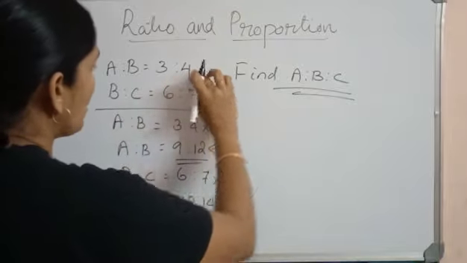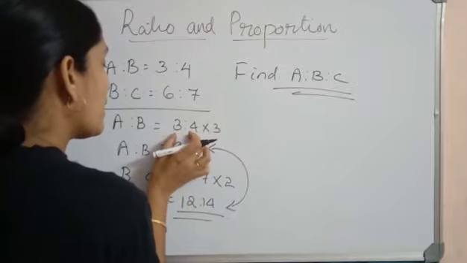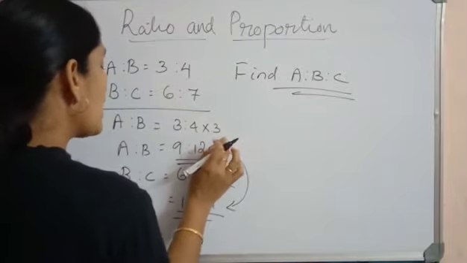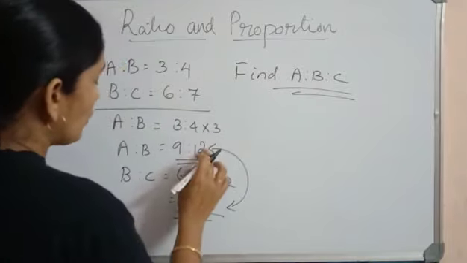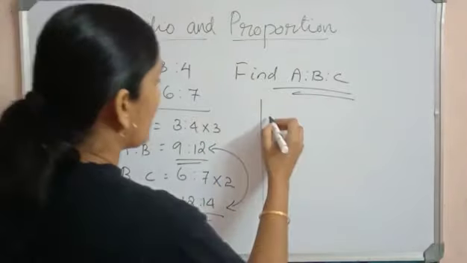Here if you see, you can multiply with 3. So 4 3s are 12 and 6 2s are 12. That is the reason we have multiplied the terms of the first ratio with the 3 and the second ratio with 2. So we got the value of B as 12 in both the cases. Now let's combine the ratios.